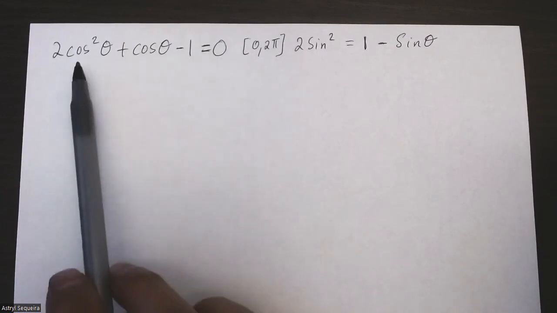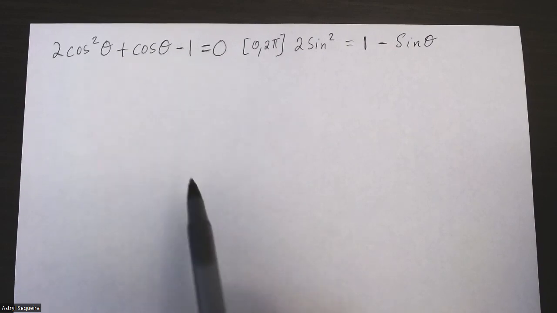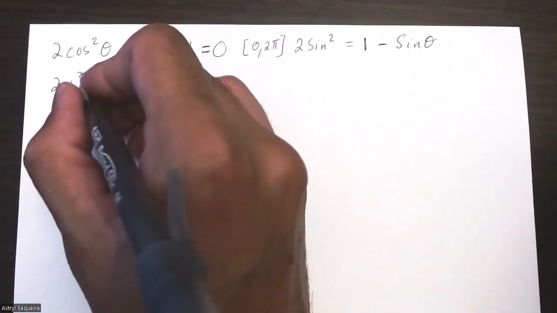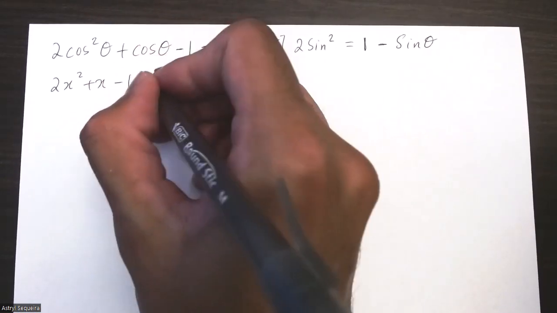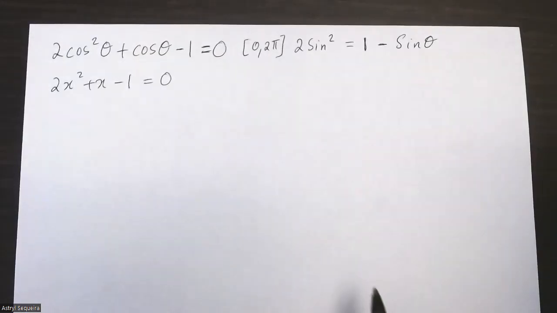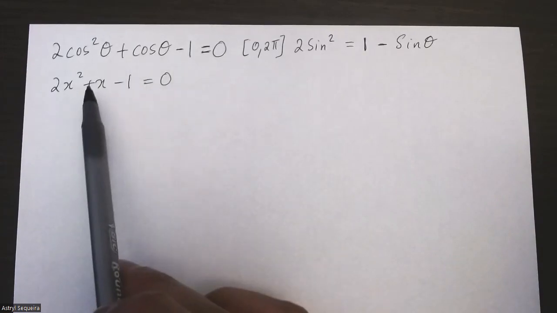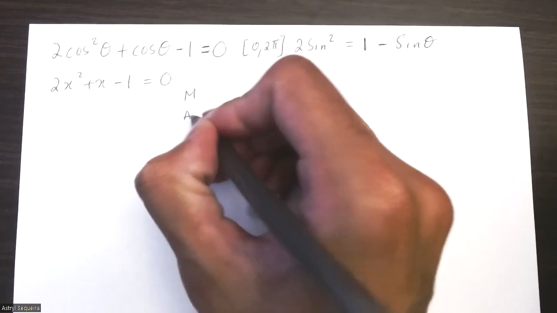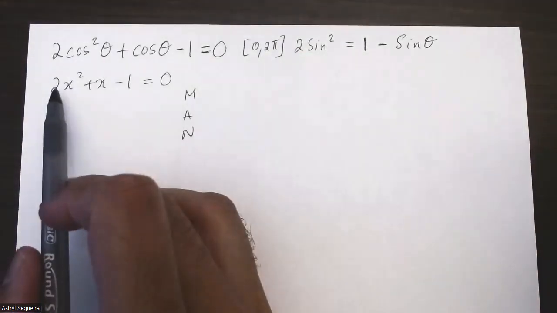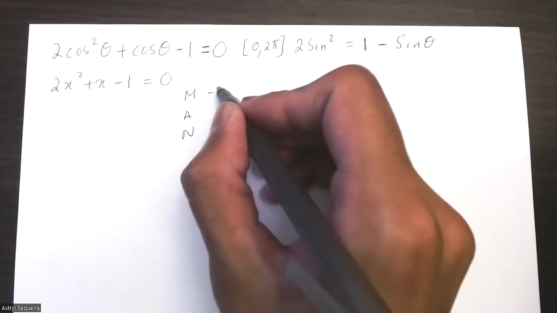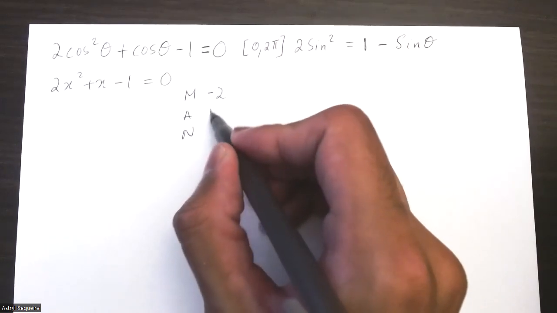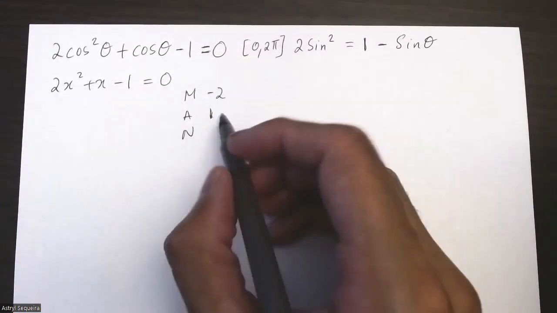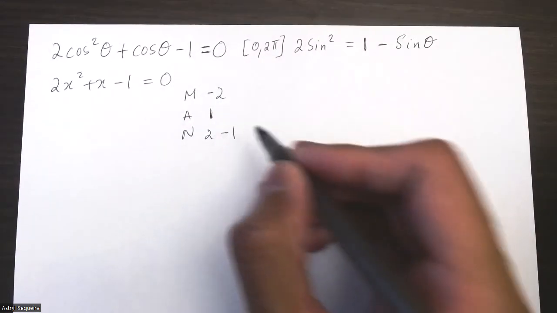But before we factor it, I'd like to replace the cos theta with an x just to make it a bit easier. So I would write this as 2x squared plus x minus 1 equals 0. Basically, I replace the cos theta with an x. So now it's a complex trinomial I can solve with my man method. So my m is going to be 2 times -1, which is -2. My a is just 1. And then two numbers that multiply to -2 and add to 1 are 2 and -1.